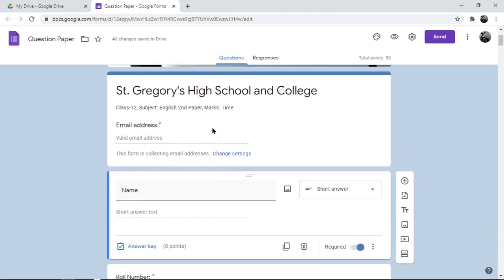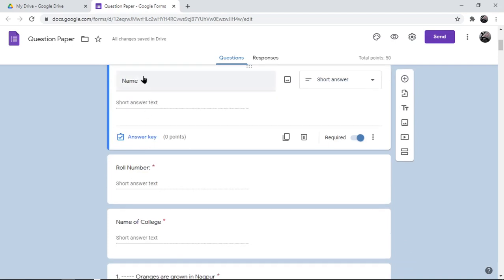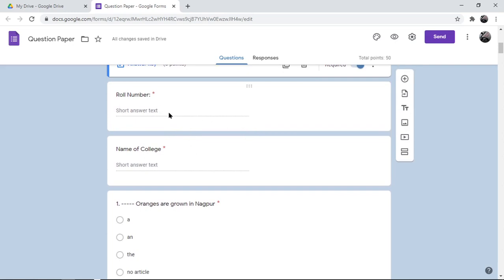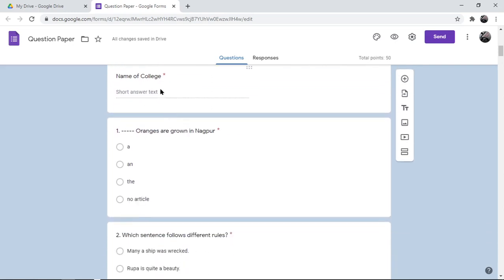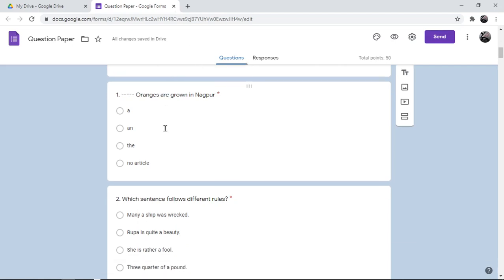Okay, so here you see, firstly you have to write down your email address. Suppose you know what your email address is, so you have to write it down here, and you have to write down your name and then roll number, then the name of the institution. If there's an option, then you have to write down the name of your institution. Maybe this is not necessary. Okay, then come to the question.